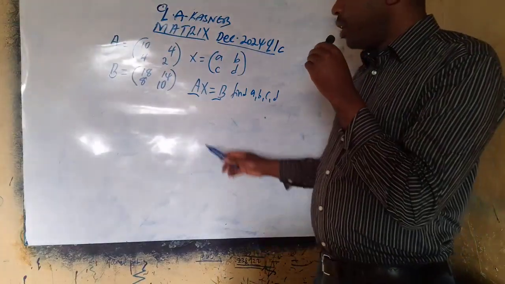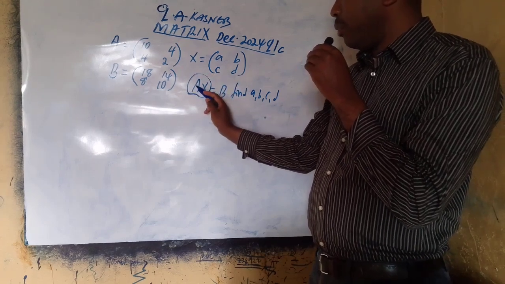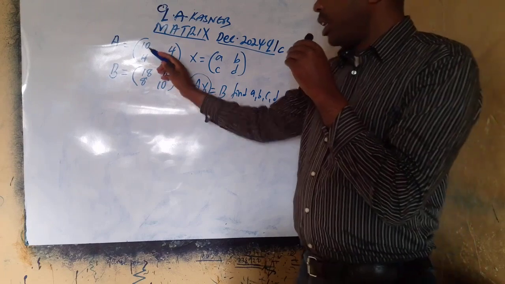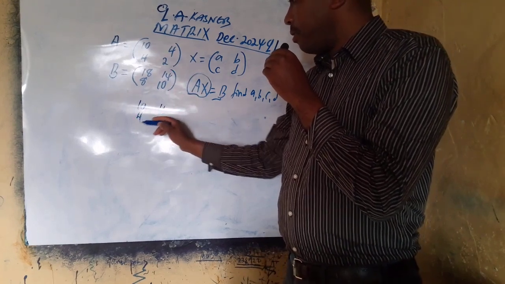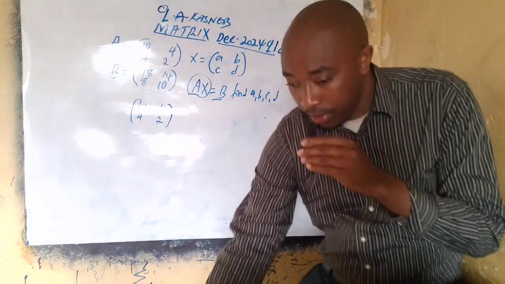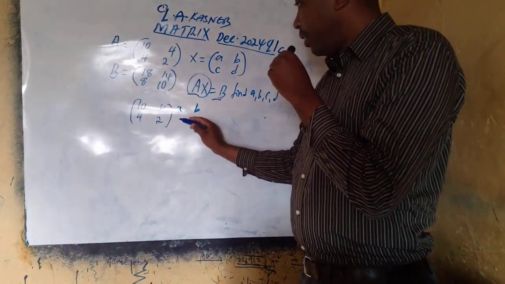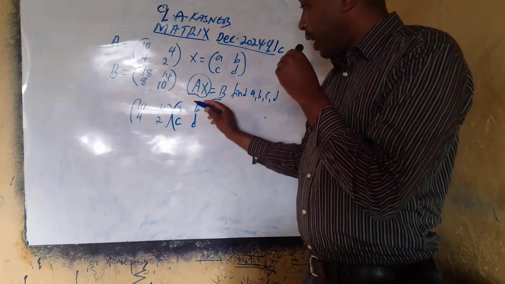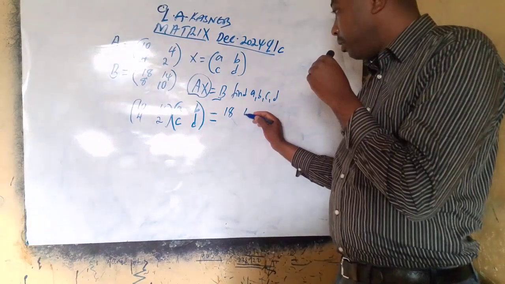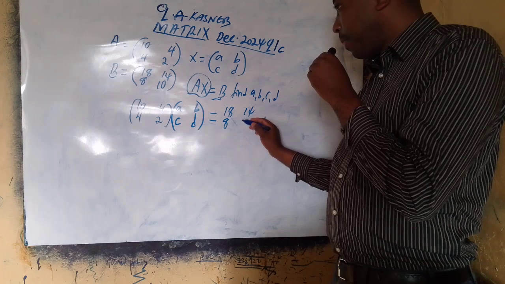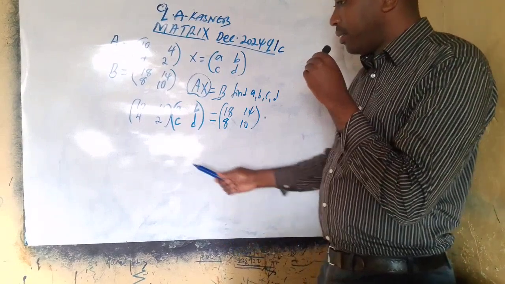Now, it is very simple. Whenever you write a matrix like this, it means we take A, we multiply by X. So we are going to take A. My A is 10, 4, 4 and 2. Then our X is A, B, C, and D. And we are being told this one is equal to B. Our B is 18, 14, 8, and 10. All right. Now, this is how we multiply the matrix.